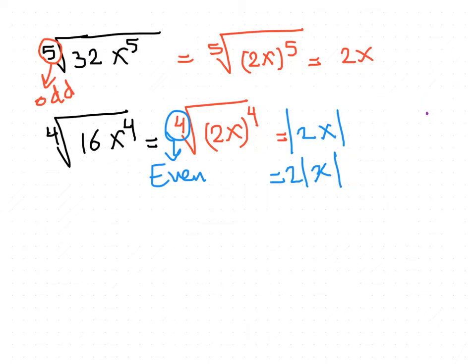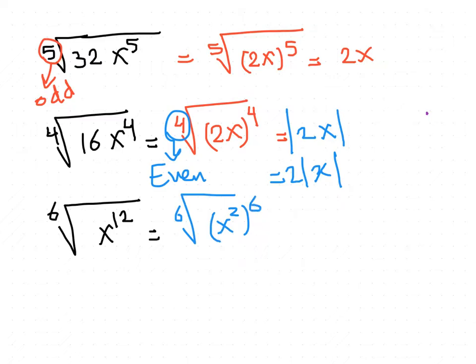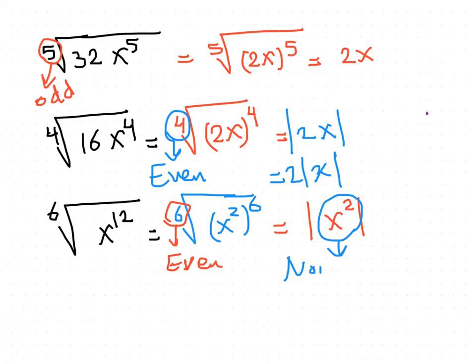Another example. Sixth root of x to the power of 12. So we can rewrite this expression again as the sixth root of x to the power of 2 all to the power of 6, because the index here is 6. And we know that the index here is even, so we have to use absolute value. So it will be the absolute value of x squared. But we know that x squared is always a non-negative number. So the absolute value of a non-negative number is the same number, so it will be x squared.